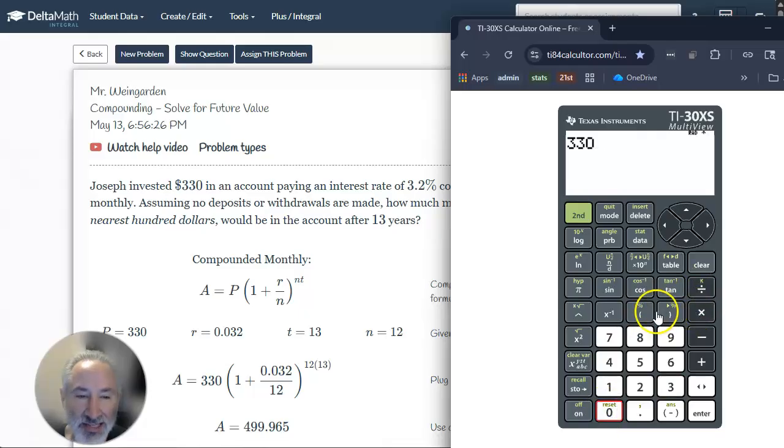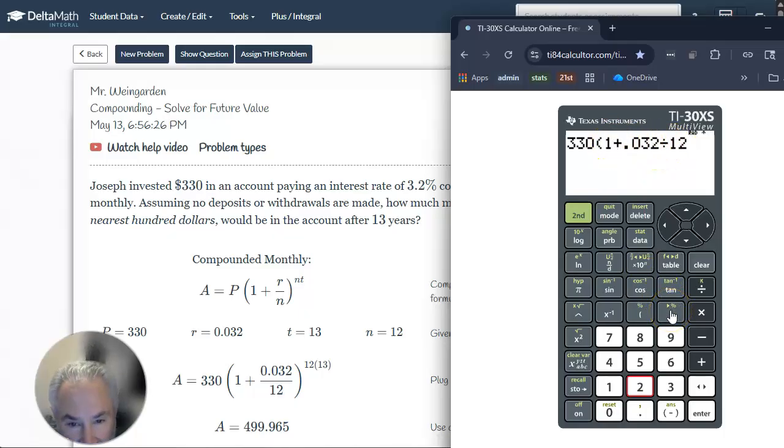And then I guess I could just go directly to the parentheses. I think it allows me to. We'll try it. 1 plus, and then I'll do 0.032 divided by 12. Now you'll notice here I don't put the 0.032 divided by 12 in parentheses. The reason why is because when I'm doing 1 plus those guys, the calculator obeys order of operations, PEMDAS, and so it will know to do this before adding to the 1.